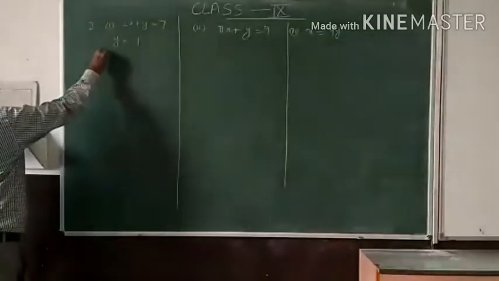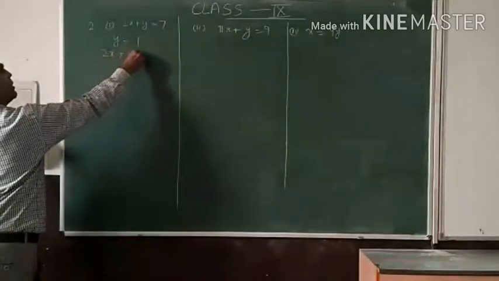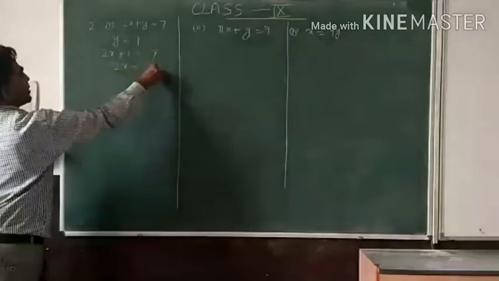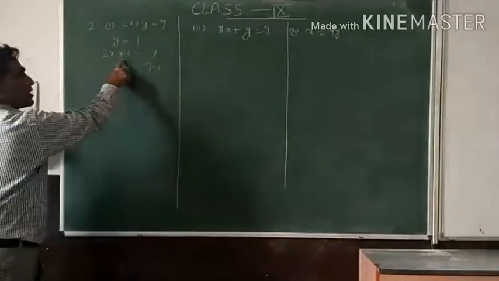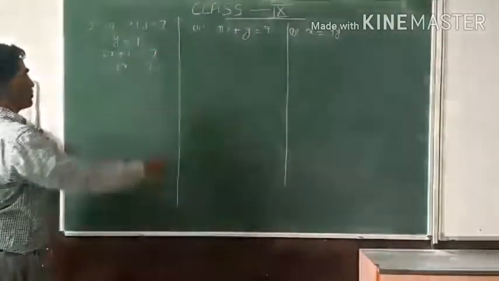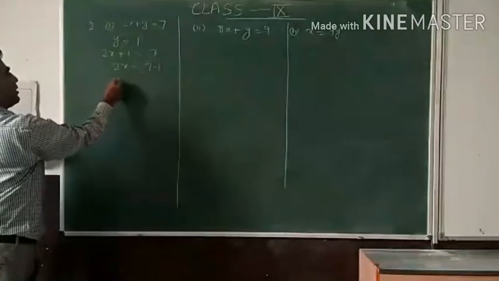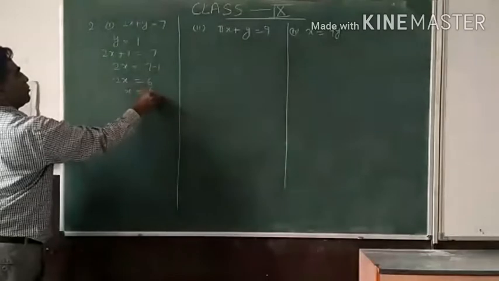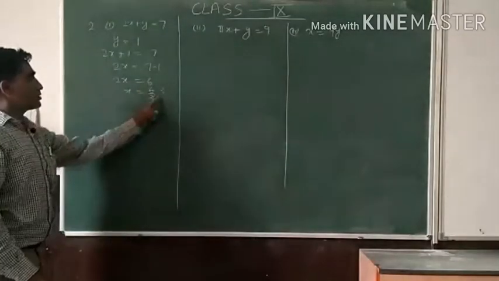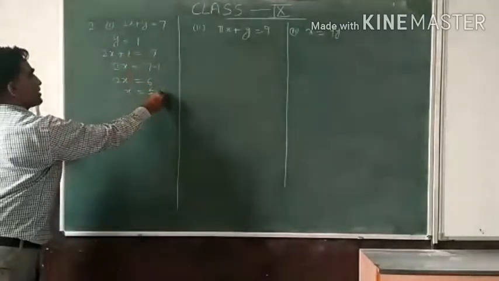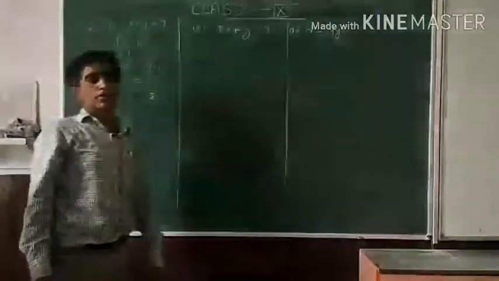We get 2x plus 1 is equal to 7. 2x is equal to 7 minus 1. The 1 is positive here, it becomes negative on the other side. 7 minus 1 is equal to 6. x is equal to 6 upon 2, which is 3. This is the first solution: y is equal to 1 and x is equal to 3.